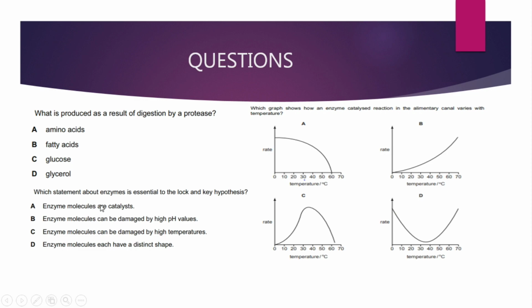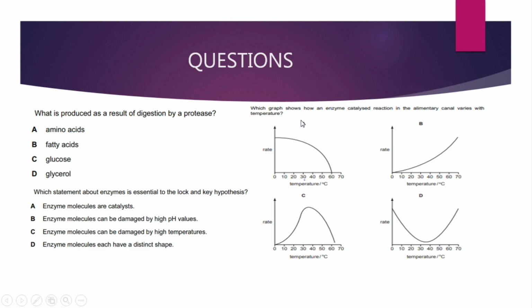Now the second question: which statement about enzymes is essential to the lock and key hypothesis? Enzyme molecules are catalysts. Enzyme molecules can be damaged by high pH values. Enzyme molecules can be damaged by high temperatures. Enzyme molecules each have a distinct shape. So, we all know that enzyme molecules are catalysts, and it is not related to the lock and key hypothesis, so we'll cut it out. Option B is related to pH, we'll cut it out too. Now we have to select between C and D. C is enzyme molecules can be damaged by high temperatures, and D is enzyme molecules have a distinct shape. The lock and key hypothesis is all about the distinct shape, the active site of the enzyme. So the answer would be D.